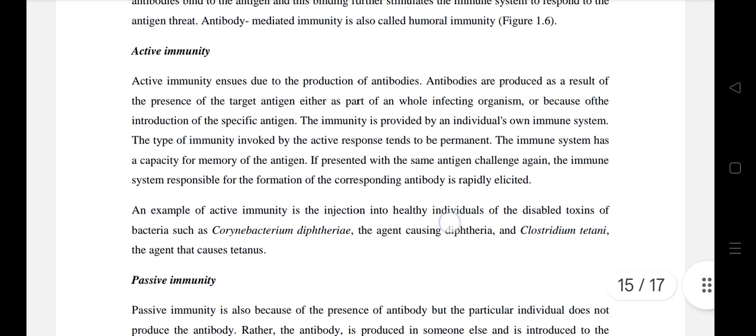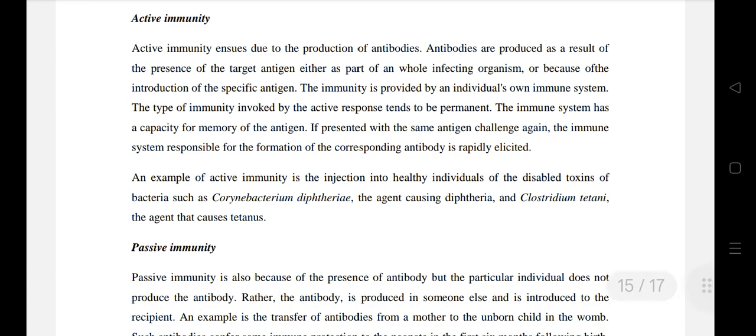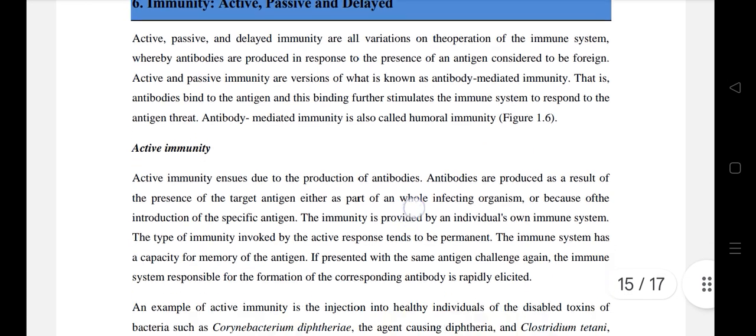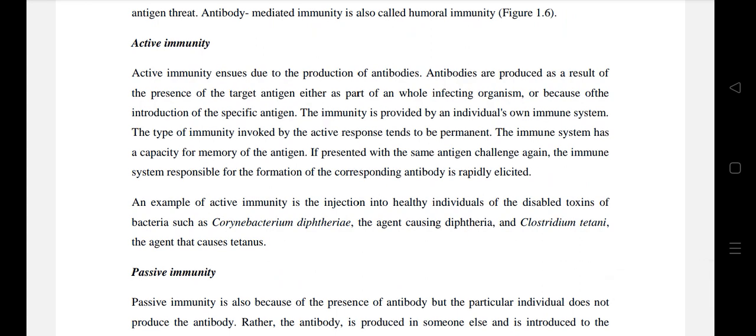Active immunity ensues due to the production of antibodies. Antibodies are produced as a result of the presence of the target antigen, either as part of an infecting organism or because of the introduction of a specific antigen. The immunity is provided by an individual's own immune system. The type of immunity invoked by the active response tends to be permanent. The immune system has a capacity for memory of the antigen.